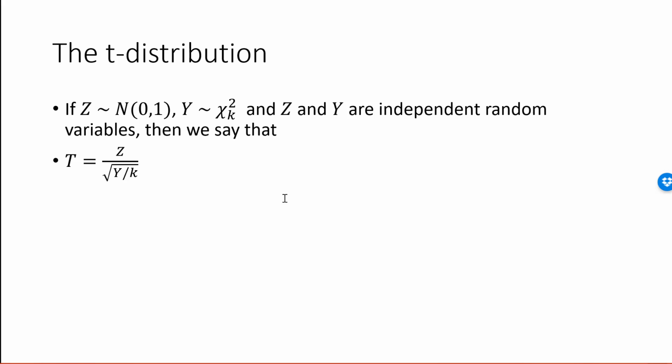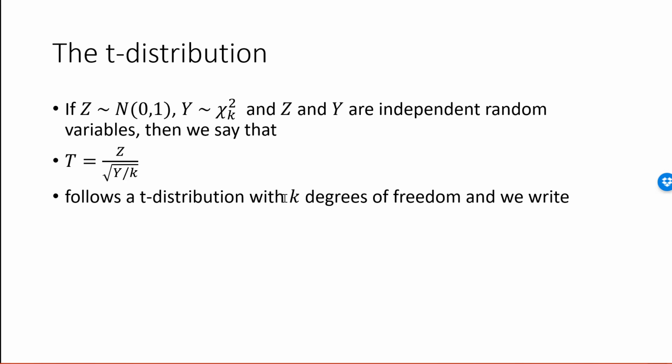The notation that we have for this random variable is that we say that t follows a t-distribution with k degrees of freedom, and the notation is a small t with a subscript k, which tells us the degrees of freedom.